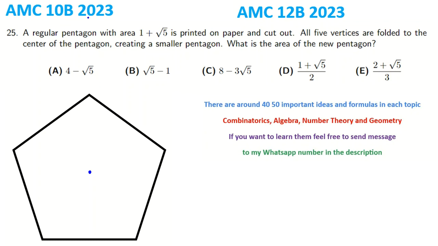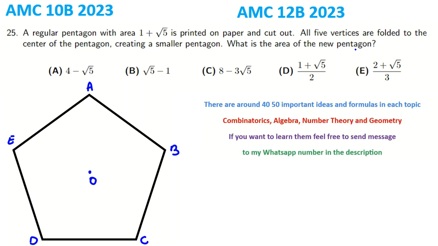Last problem of AMC 10B and 12B 2023. A regular pentagon with area 1 plus root 5 is printed on paper and cut out. All 5 vertices are folded to the center of the pentagon. For example, the center is O, and the vertices are A, B, C, D, and E. All of them are folded to the center of the pentagon, creating a smaller pentagon. What is the area of the new pentagon?